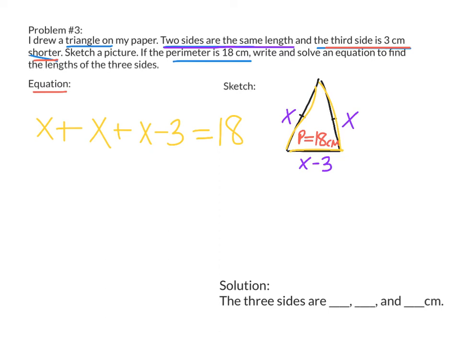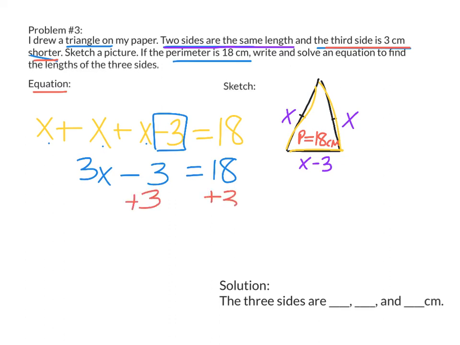Now I'm going to combine my like terms. X plus x plus x is 3x, and then I still have minus 3 equals 18. To get the x's by themselves, I have to get rid of that minus 3, and I'm going to do that by adding 3 on both sides. I now have 3x equals 21. Then the final step here is to divide both sides by 3 to isolate that variable, and we have x equals 7.